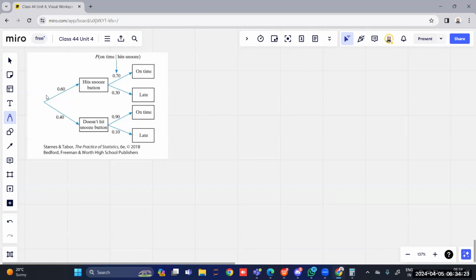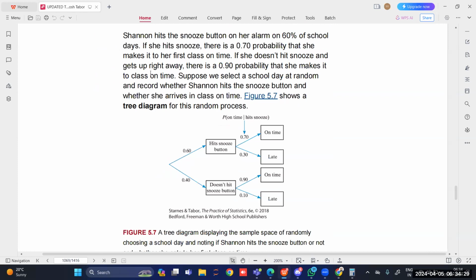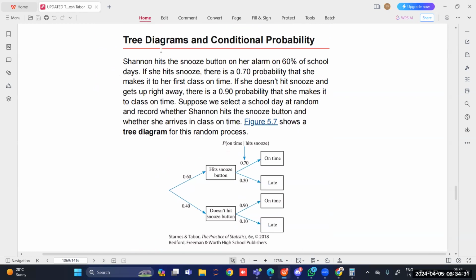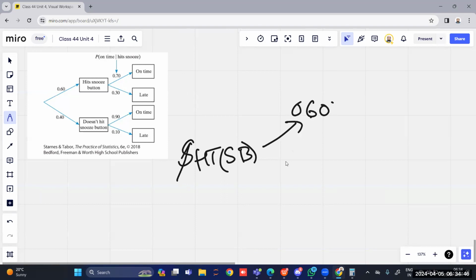So what was the question? First of all, the probability was distributed into two. Sharon hits the snooze button on her alarm on 60% of school days. So what's the probability? 60% of the days, so they have distributed 0.60. What is left is 0.40 because the total is 1.